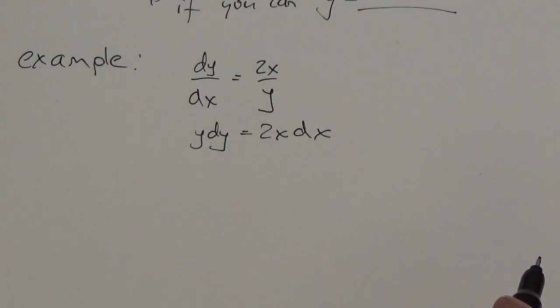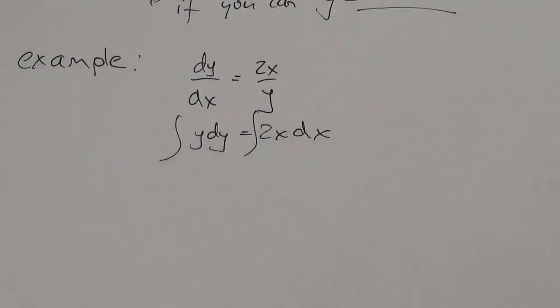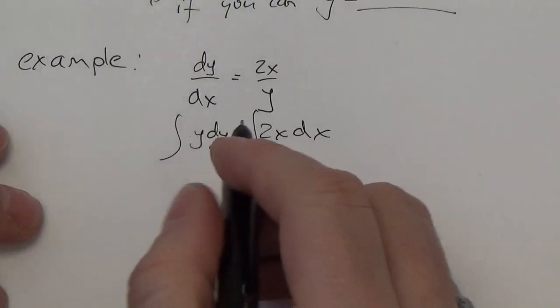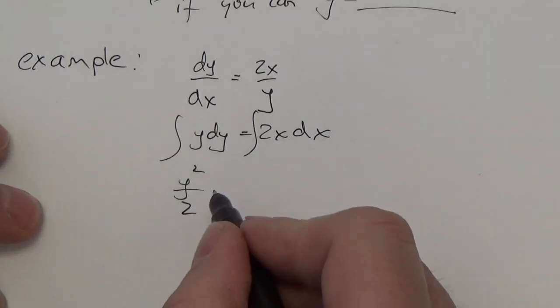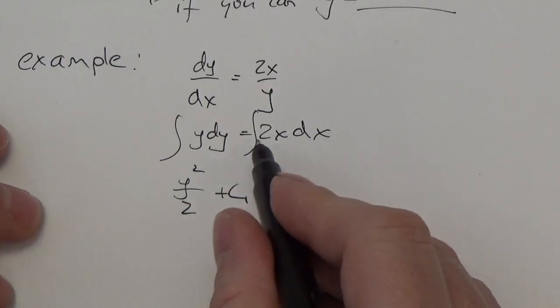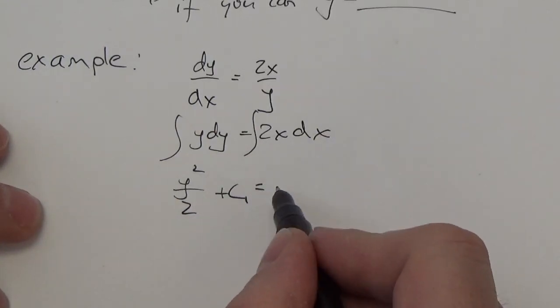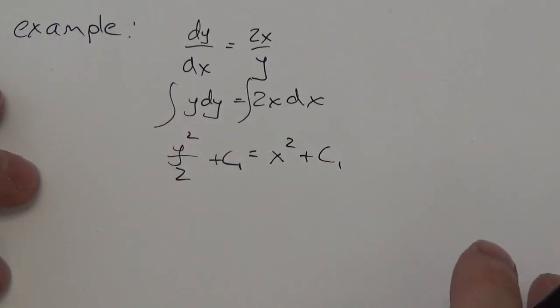Then I can integrate on both sides. I don't have any intervals of integration, so this is just going to be an antiderivative. The antiderivative of y will be y squared over 2 plus some sort of constant. And the antiderivative of 2x will be 2x squared over 2, and the 2's will cancel, so x squared plus another arbitrary constant.